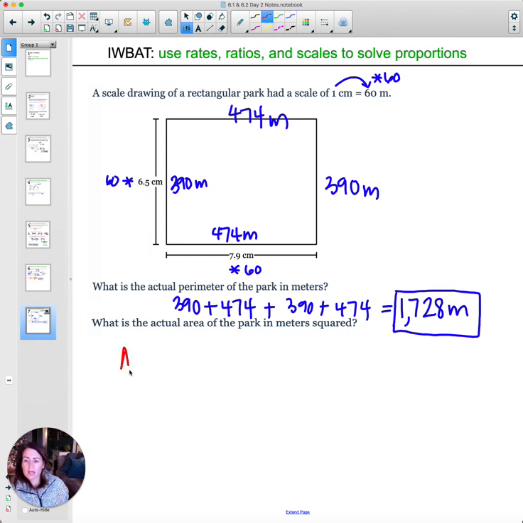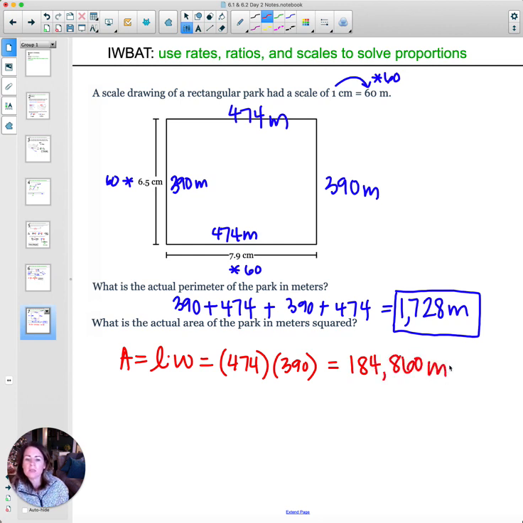So then to find the area of a rectangle is length times width, or base times height. So our length and our width are 474 and 390. So we would multiply those. And you would get 184,860 meters squared. So area is in square units. You always need that squared, and that would be the area. So convert first using the scale, then find the area and perimeter.